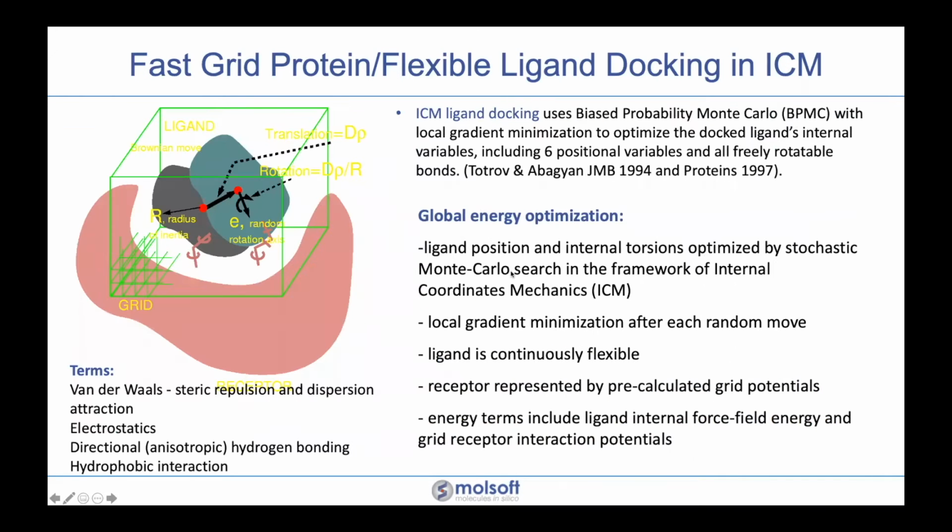So the docking method that we have is described in these early papers by Ruben and Max, and basically uses the biased probability Monte Carlo method with local gradient minimization to optimize the docked ligand's internal variables. So there's a fully flexible ligand, and it uses the Monte Carlo simulation to globally optimize a set of internal coordinates of the ligand in this space. In this grid, shown in green is the grid where the ligand will be docked. The pink is the protein receptor.